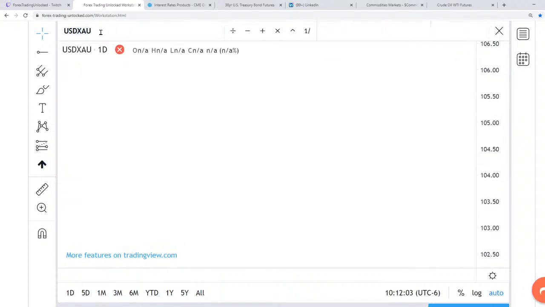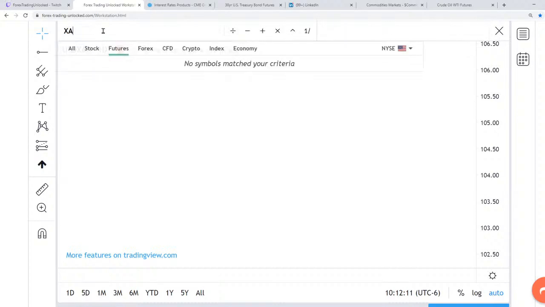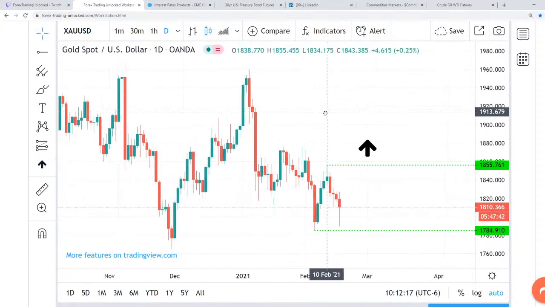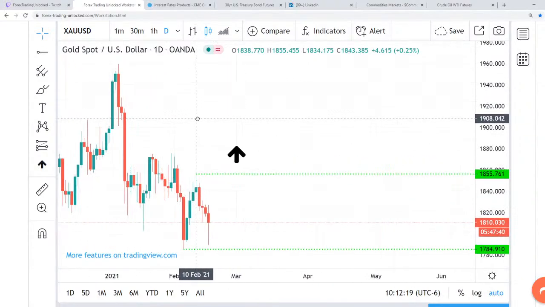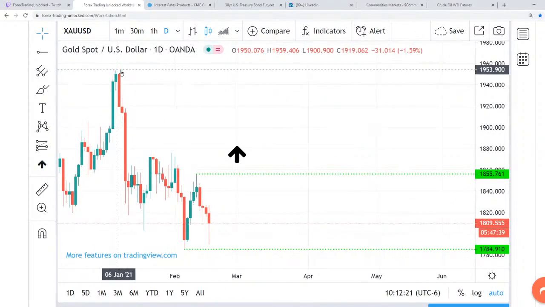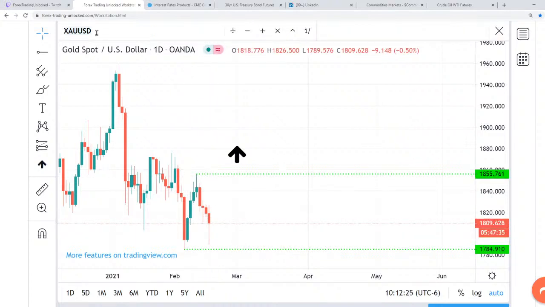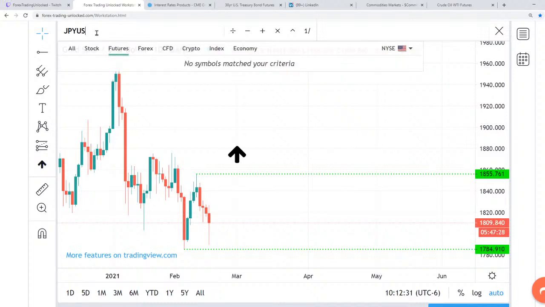Oh, wait, we can't do that. I'm sorry, we have to go back to this. US dollar, XAU. Oops, what am I doing? XAU, sorry, US dollar. All right, so let's blow this up so this looks kind of clear to you. All right, so if we just go from the beginning of 2021 and we look at where we're at right now with this chart right here, now let's go back to the JPY USD.